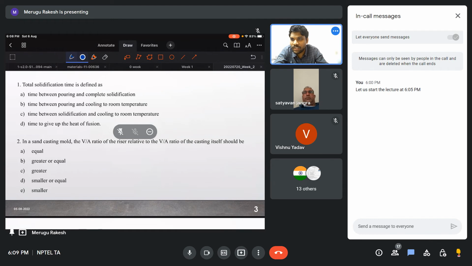In the first question, the total solidification time is defined as... Most of you have attended the lectures, so you can write in the chat box which option is correct: A, B, C, D. Option A is the time between pouring and completion of solidification. Option B is the time between pouring and cooling to room temperature. Option C is the time between solidification and cooling to room temperature. And D is the time to give up the heat of fusion.